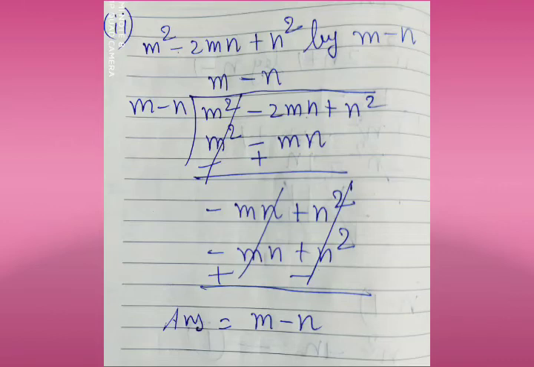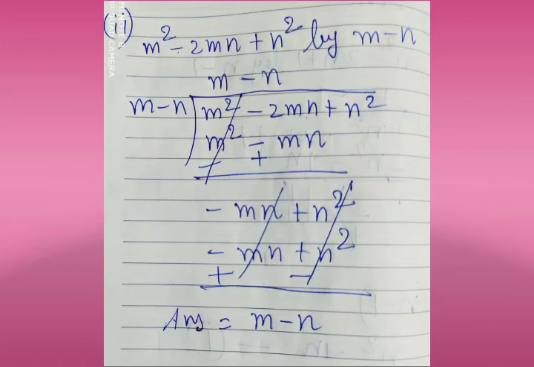Okay, now the first term is cancelled. In second term we will solve. We will get minus mn, and then we will copy down plus n square. Now we will think that with what literal quantities we will multiply m minus n, so that we get minus mn. So we will multiply with minus n, then only we can get this.